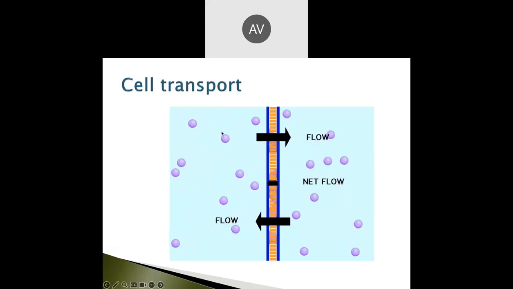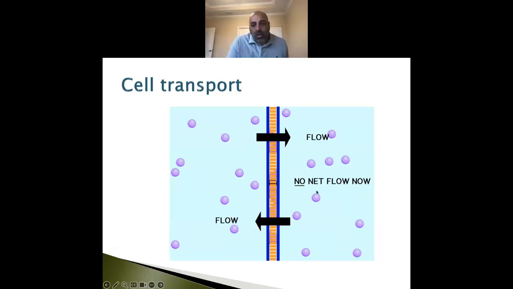So cell transport, this is where we talk about isotonic, no net flow. It's equal side to side. If we have a hypertonic solution, the water will move towards that solute. So if we had a lot of salt over here, water will follow. And if we have a hypotonic solution, water will leave and go towards the other side.